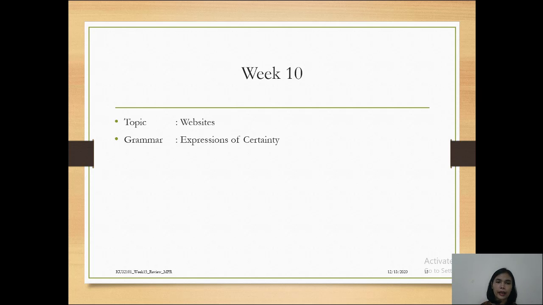In week 10, we discussed the topic of websites, and the grammar was about the expressions of certainty and uncertainty. There is actually a level of certainty, whether it is less certain or more certain.